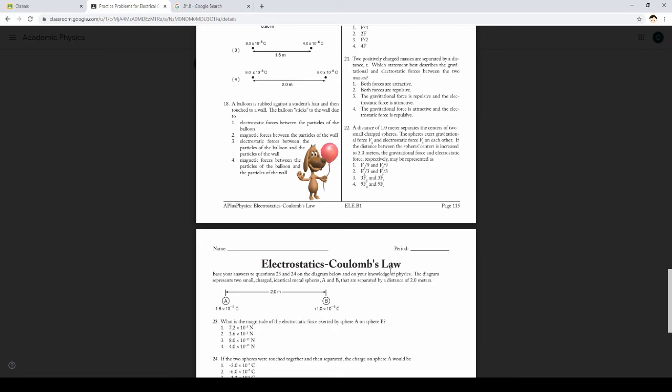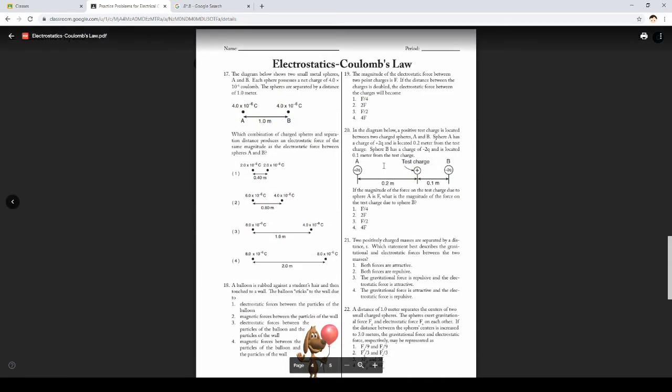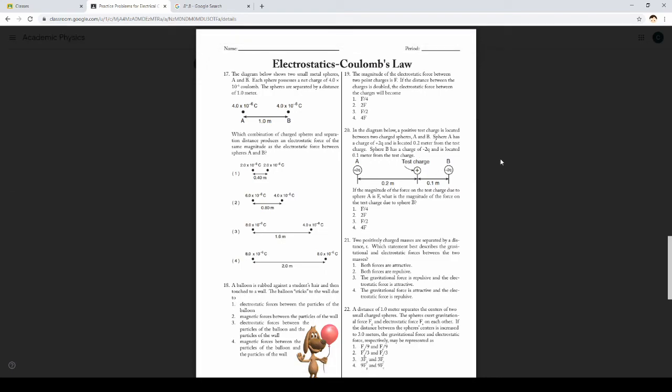Again, you could just plug these in your calculator and find what this force is and then what that force would be.